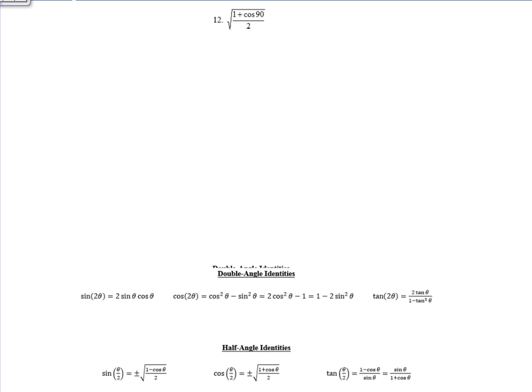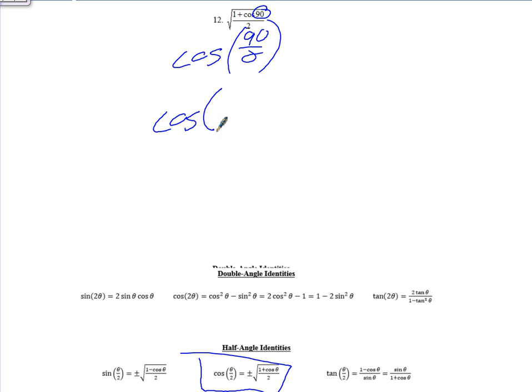Here we have a half angle. It looks like positive square root of 1 plus cosine 90 over 2 matches up with my half angle of cosine. So I have the cosine of theta, which is 90 over 2. Cosine of 45, which if we look back at our chart, is root 2 over 2.